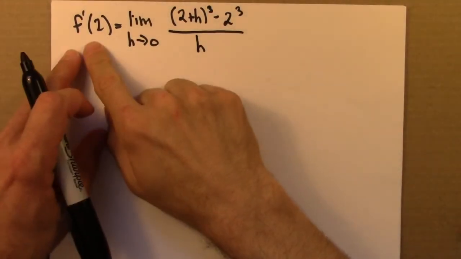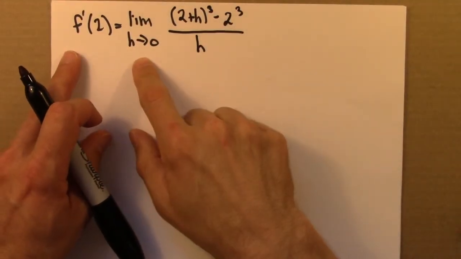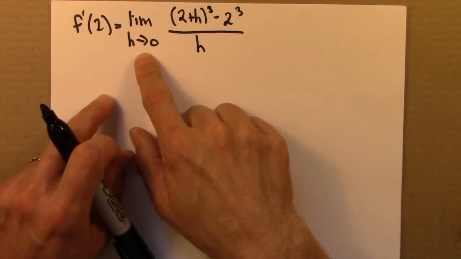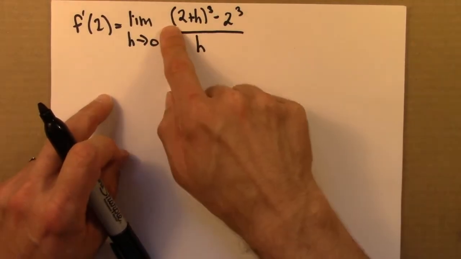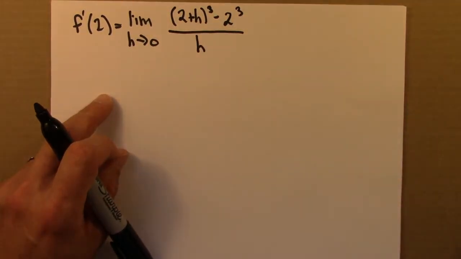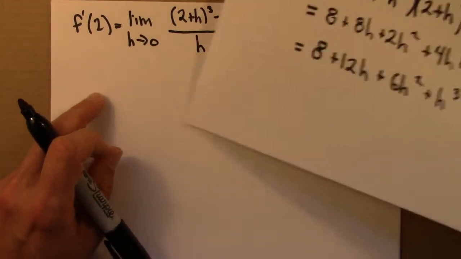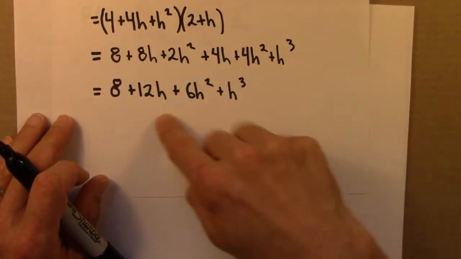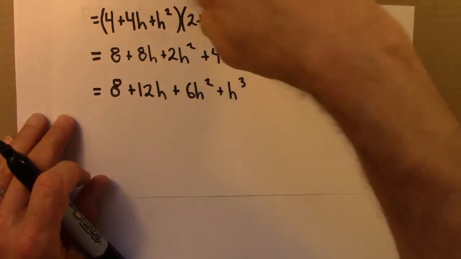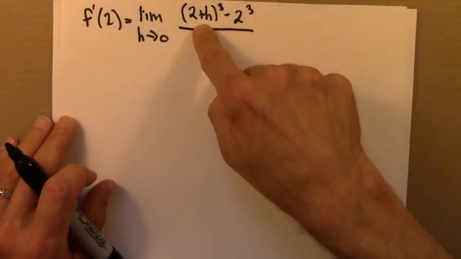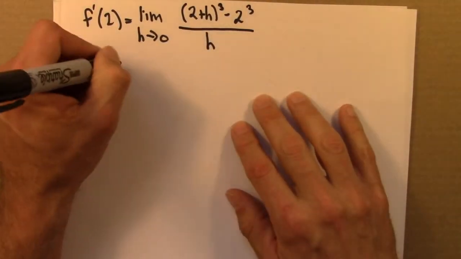Okay, so here's my expression for the derivative. It's this limit as h gets closer and closer to 0 of this expression. And this cubic term, well, we just figured out what it is. It's this thing here. So I'm going to take this and plug it in to this expression.